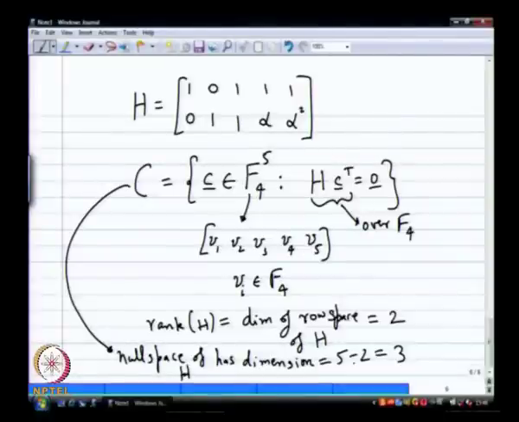So this is true. Basically what does it mean? Once I say null space of H has dimension 3, when I try to solve H C transpose is 0, I will get 3 free variables and 2 dependent variables, and the way I have written it down here, you can associate the free variables to the message part and the dependent variables to the parity part, which is what we did in the binary case.